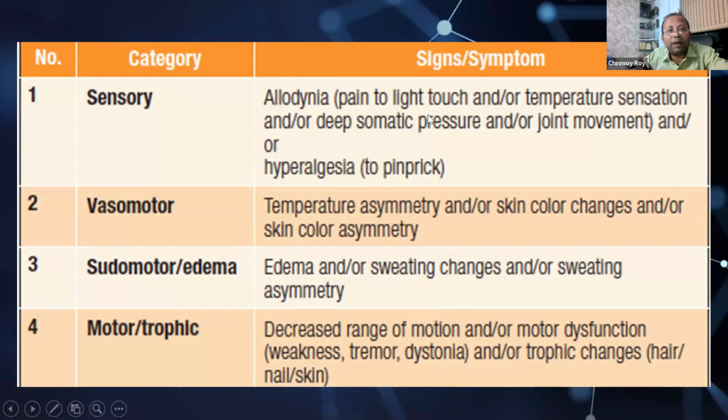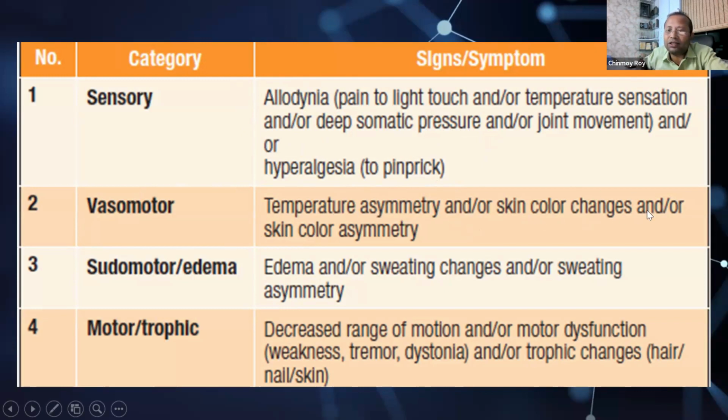Allodynia means pain to touch. It means a stimulus which doesn't normally give any pain, the patient also gets pain from that. So in allodynia, even if you touch slowly, the patient will get pain. And hyperalgesia is to pinprick. This one we actually do not test on the patient, but allodynia we will test on the patient. Just a mild touch and the patient will have too much pain. Then vasomotor: temperature asymmetry and skin color changes.